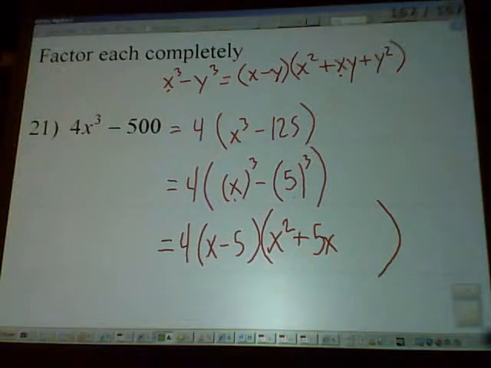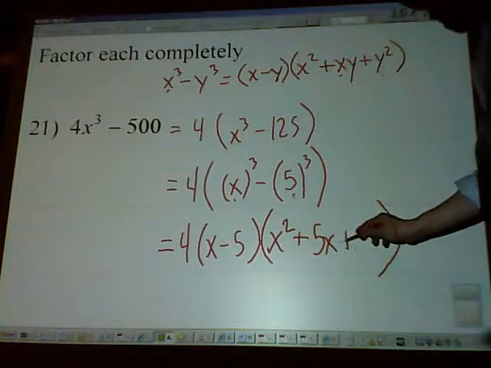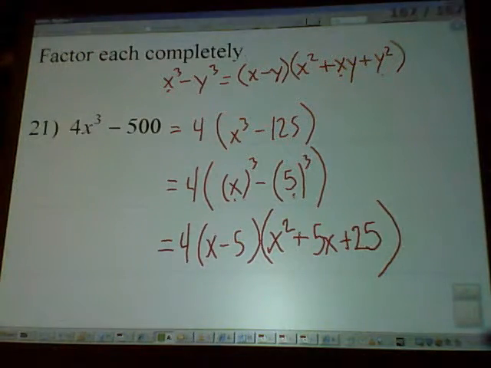And now we're on the last one. So I'm going to add y squared. But y is this 5 right here. And 5 squared is 25. All right, so there we go.